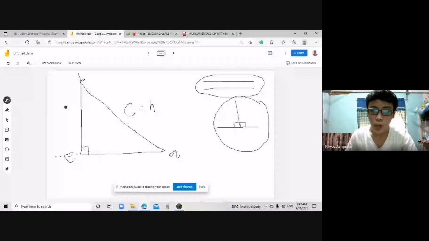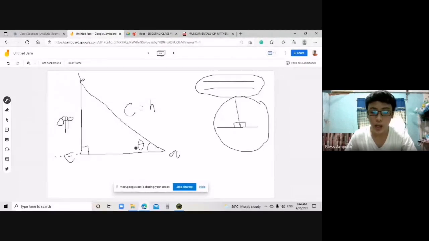When you don't have a reference angle, you cannot state which side is the opposite or the adjacent. It depends on your reference angle. For example, if you have an angle here and this is your reference angle, then automatically the side directly across from it is the opposite. Yes, that is the opposite.